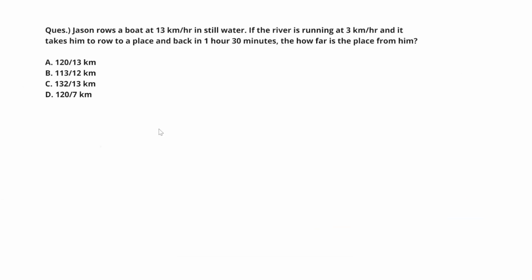So let's look at this question. How can we solve this? The question is, Jason rows a boat at 13 km per hour in still water. If the river is running at 3 km per hour and it takes him 1 hour 30 minutes to row to a place and back, how far is the place from him? The options are 120 by 13 km, 113 by 12 km, 132 by 13 km, and 120 by 7 kilometers. Let's see how we can solve this question.